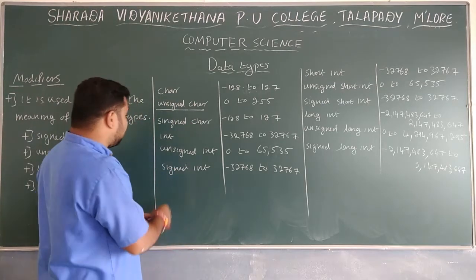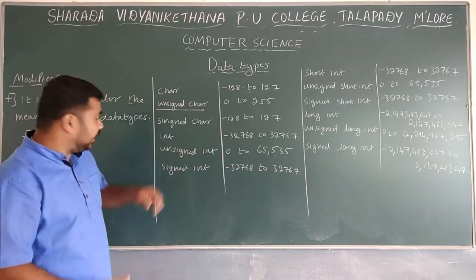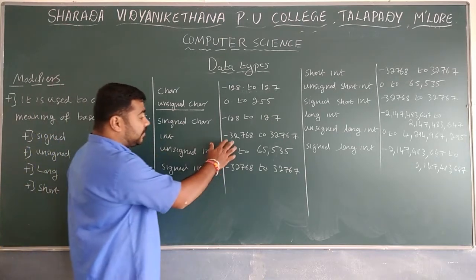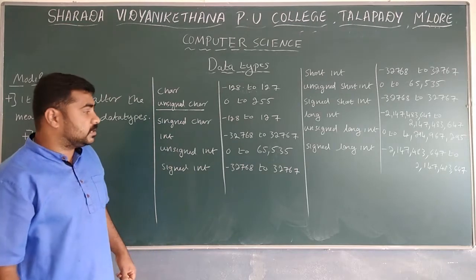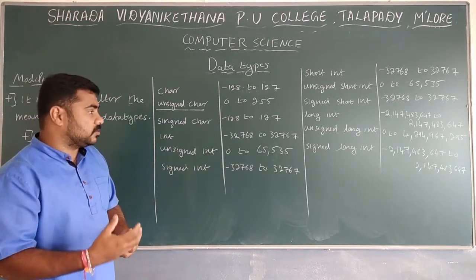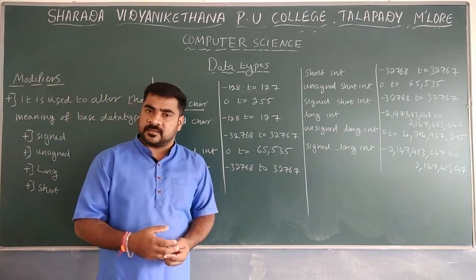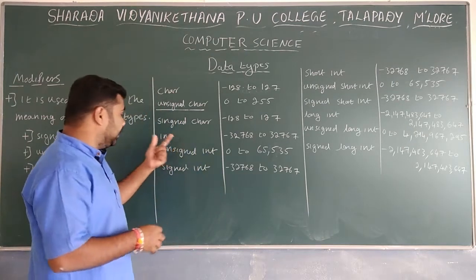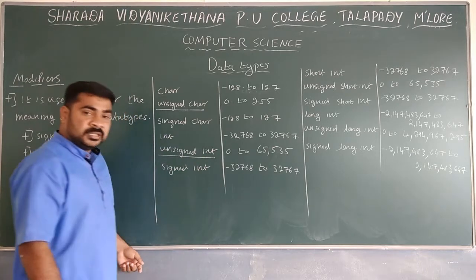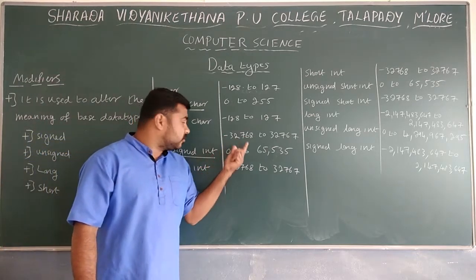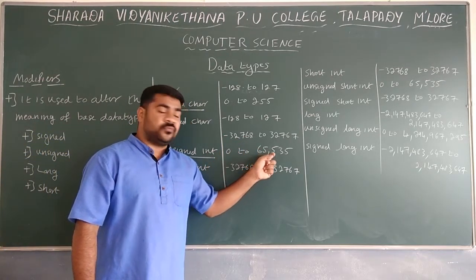The same thing can be used along with integers. If you use int, the range will be minus 32,768 to 32,767. That is the maximum range of int. But if you use it along with unsigned, it does not start from minus, it starts from 0 and goes up to 65,535.